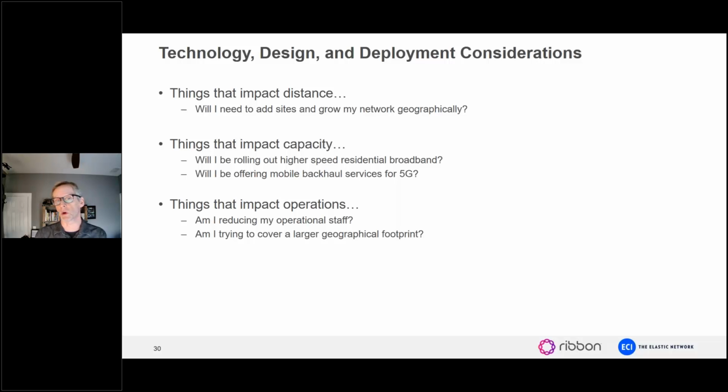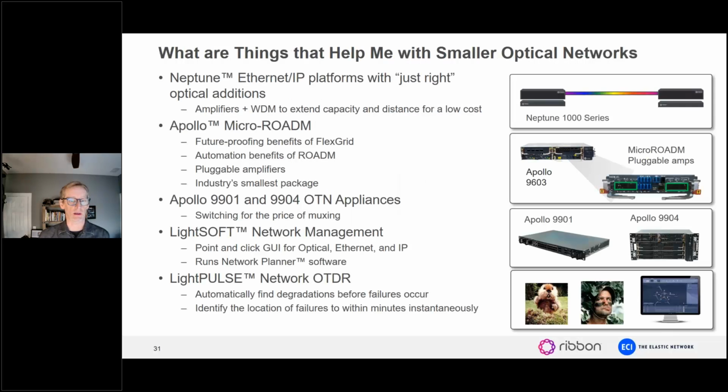So that's a nice revenue opportunity for you, even if you're not in the mobile game and even if you are a rural provider. That's going to impact the capacity on this network. It's important to be thinking ahead. And finally, things that impact your operations. Am I reducing my operational staff? Am I trying to cover a larger geographical footprint? And then finally, what are some things that can help me build out rural networks, smaller optical networks?